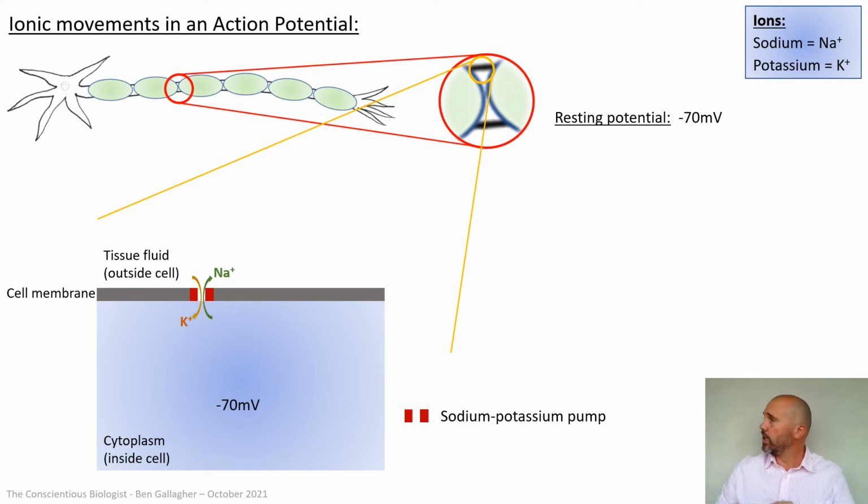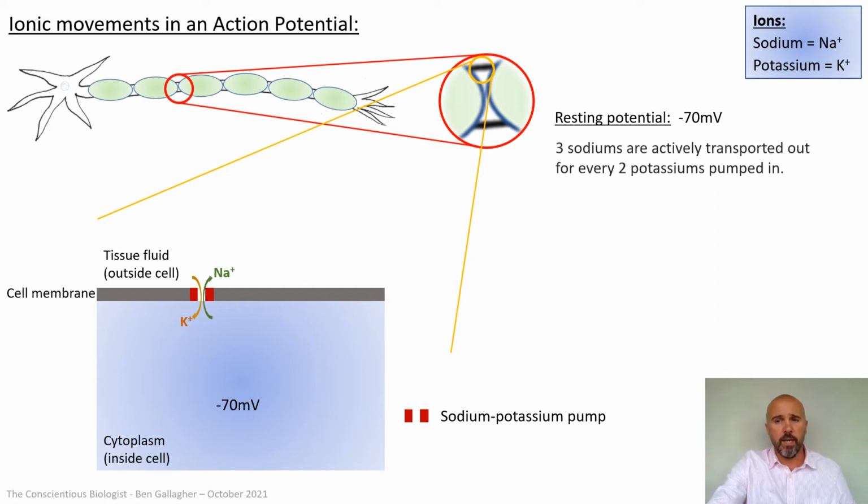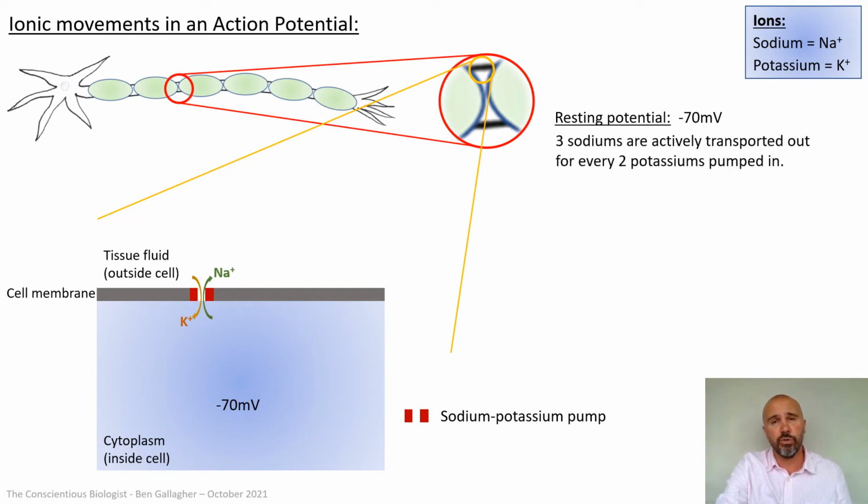So to achieve the negative on the inside, you must be sending more positives out than you're bringing in. And it's actually a 3:2 ratio. 3 sodiums are being sent out for every 2 potassiums coming in. That means there's more positives going out than you have inside. So it's minus 70. There's 70 less positives inside than outside. That should by now be making sense to you. That will maintain the resting potential of minus 70.